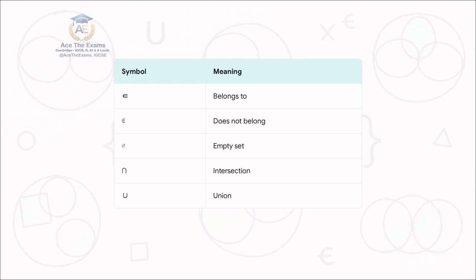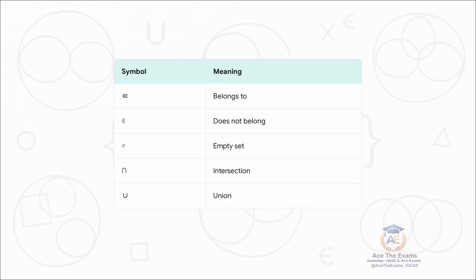Now here is our master translation dictionary. I want you to literally take a mental picture of this right now. If you were taking notes, write this table down. This is the command word decoding system that top students use, and the one that struggling students entirely miss. We already covered the first two, belongs to and does not belong to. The third symbol, that circle with the diagonal slash, is the empty set. It means a set with absolutely nothing in it, 0 elements. It's totally blank.